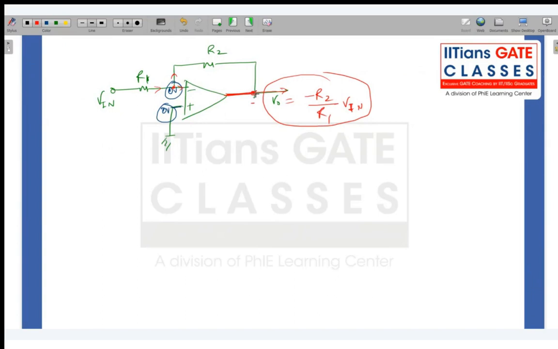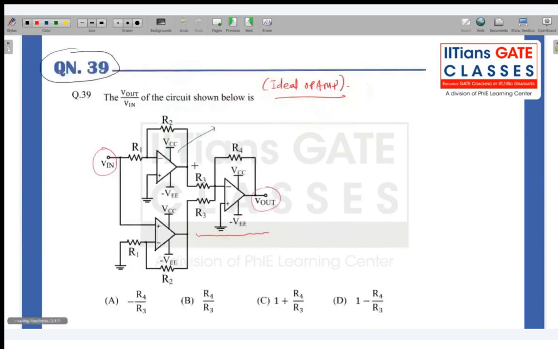So we always consider this virtual short concept so that analysis becomes easier, right? These are the arguments which we make during our classroom. So this is the first op-amp, which is the inverting amplifier. So at this output terminal 1, you can directly write the output. So V naught 1 will be equal to minus R2 by R1 times V in, right? This is the output 1.